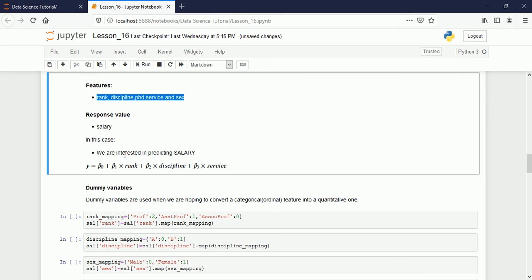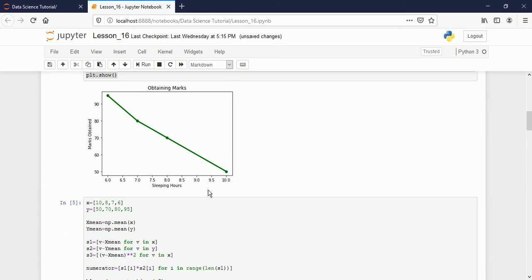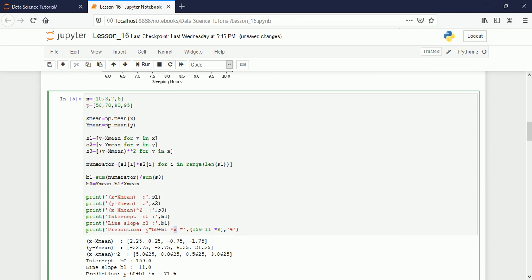Now here I have explained, friends, these are the features and this is the response value. In this case, we can predict the salary like this: B0 plus B1 into rank plus B2 into discipline, plus B3 into services, and based on these features, because here we have more than one feature, it is called multiple linear regression. But in the previous example, if you remember, we had only one feature, and that feature is x1, the sleeping hours.